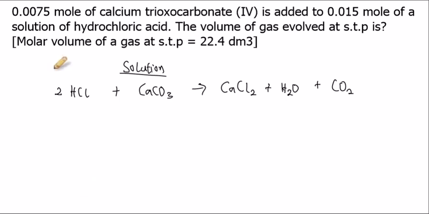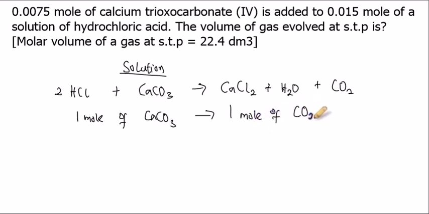So let's proceed. According to the equation here, 1 mole of calcium trioxocarbonate(IV) will yield 1 mole of carbon dioxide. The number of moles here is gotten from the coefficient of the substance in the chemical equation written above, and that is the reason we need a balanced chemical equation, else we'll have a wrong value. Having stated that, the next thing is to calculate the number of moles of carbon dioxide that will be yielded if we have 0.0075 moles of calcium trioxocarbonate(IV).